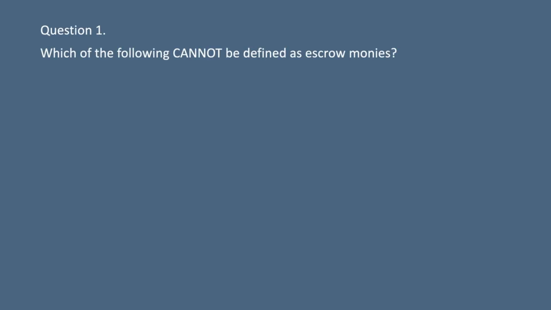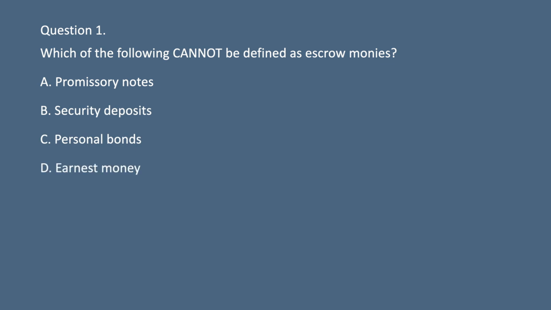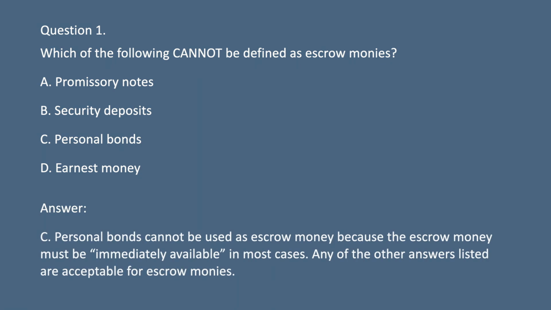Question 1. Which of the following cannot be defined as escrow monies? A. Promissory notes. B. Security deposits. C. Personal bonds. D. Earnest money. Answer. C. Personal bonds cannot be used as escrow money because the escrow money must be immediately available in most cases. Any of the other answers listed are acceptable for escrow monies.